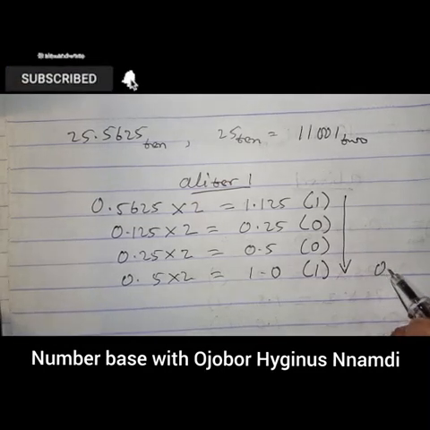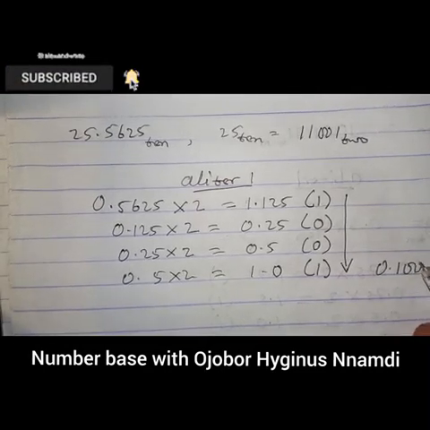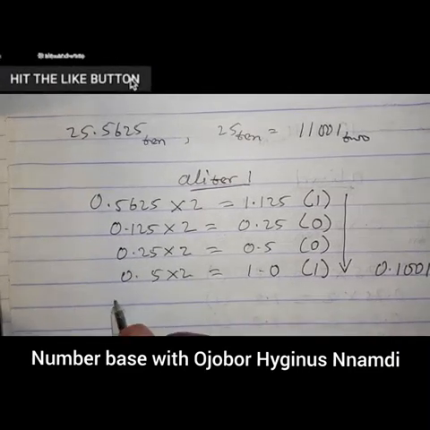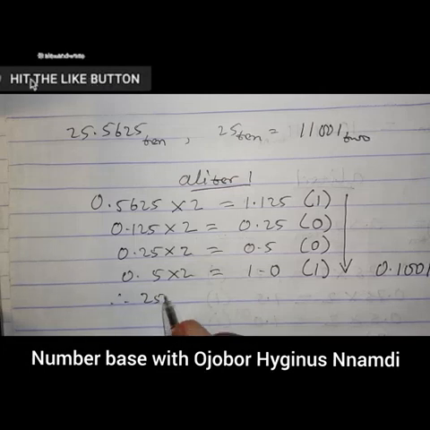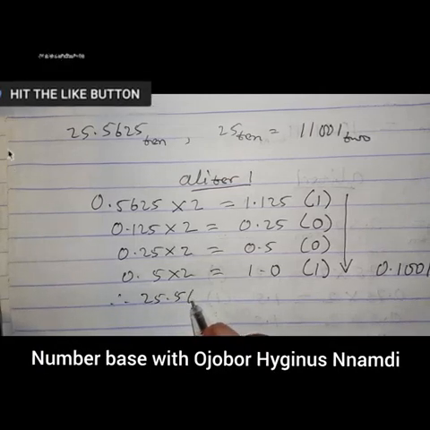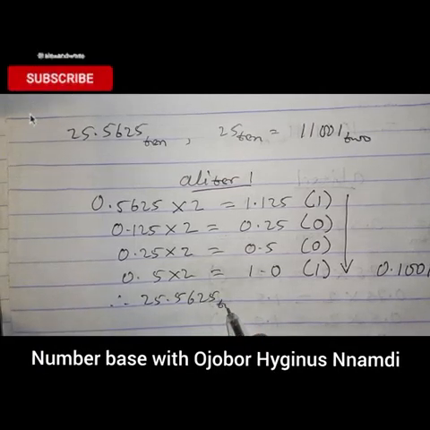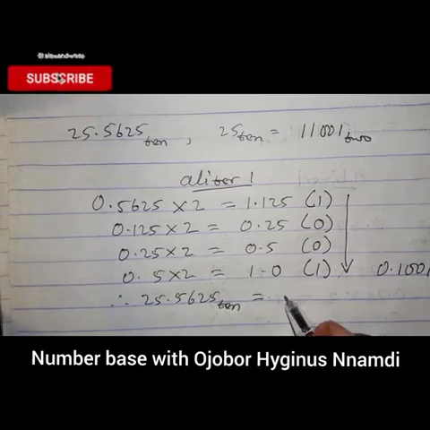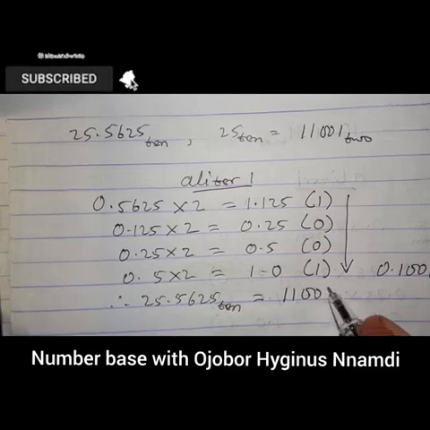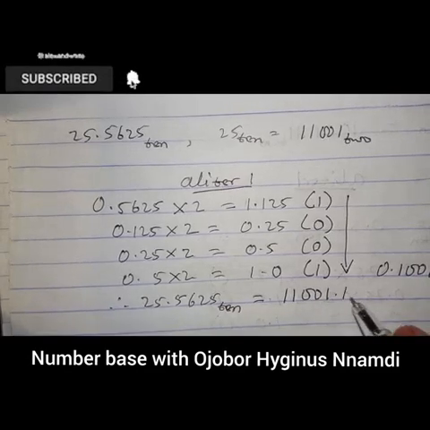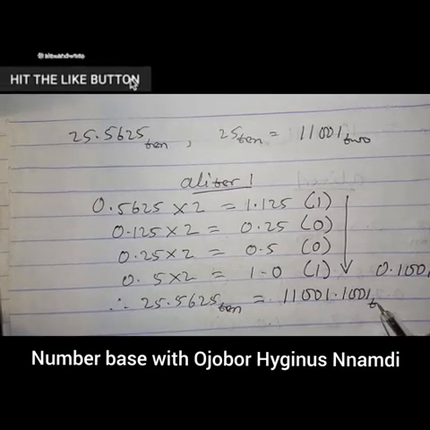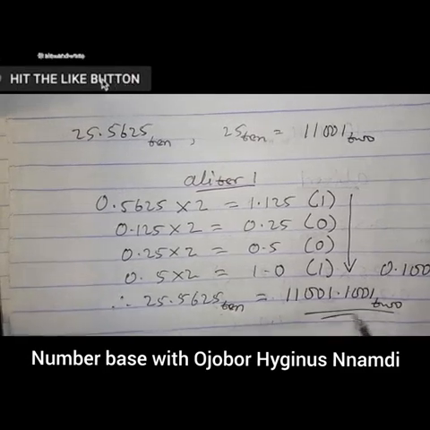So we have 0.1001. Therefore, 25.5625 base 10 is equal to 11001.1001 base 2. And we are good to go.